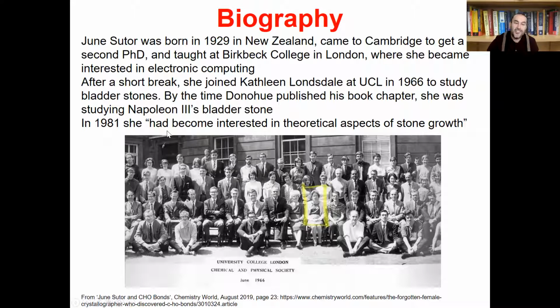In 1981, she had become interested in theoretical aspects of stone growth. Because of a decrease in her sight, she switched from experimental work to computational work. But by the 70s, she was already working on crystal growth, and she was working on the specimens taken from Napoleon Bonaparte's bladder. I think Napoleon III is Napoleon Bonaparte, but I'm not really sure. But the bladder stone, I think, is Napoleon Bonaparte's.